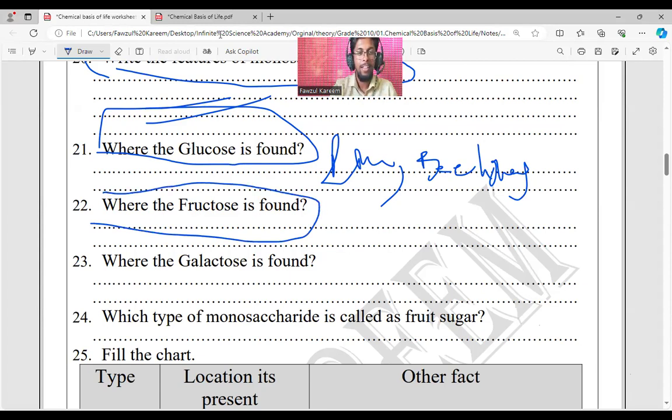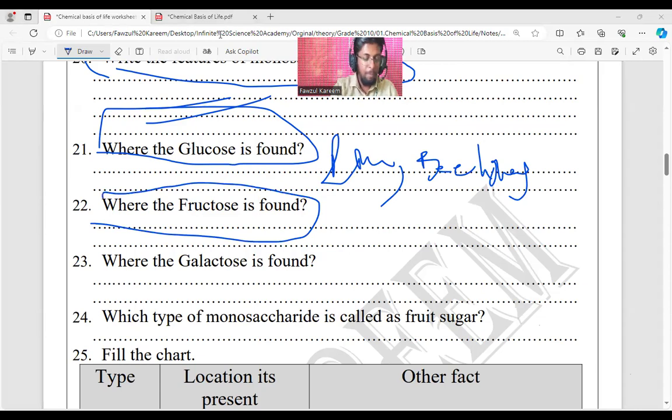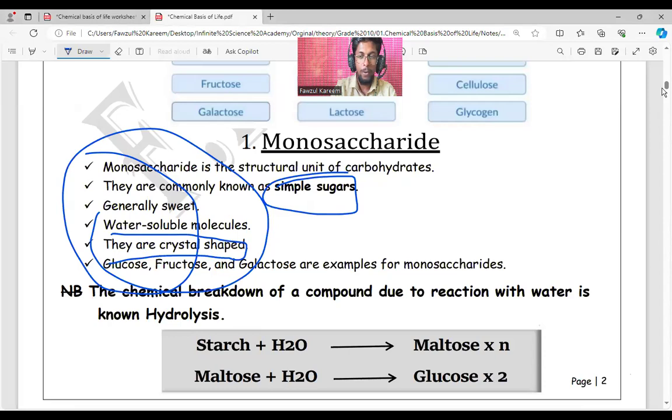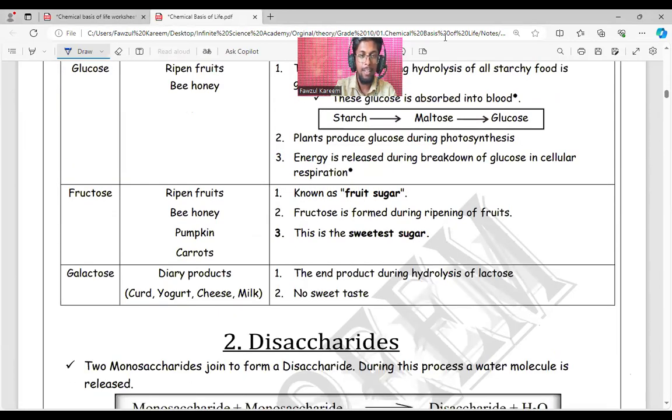Then where is fructose present? Ripened fruits, bee honey, carrots, pumpkin. Right. Priya, grade 11, so you can answer this question. Can you say the answer for the 22nd question? Where is fructose found? Only one of you is replying, others are very silent. Why? Ashna, can you say the answer for this one? Ripe fruit, bee honey, pumpkin, carrot. Okay, right. So we'll move to the next question.